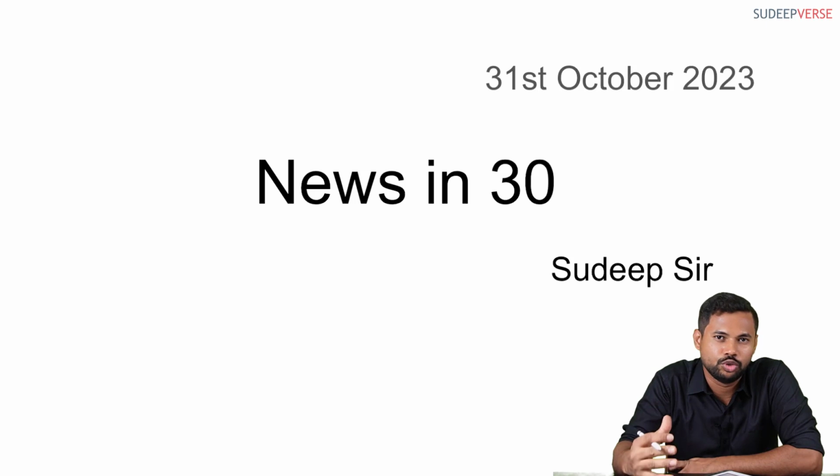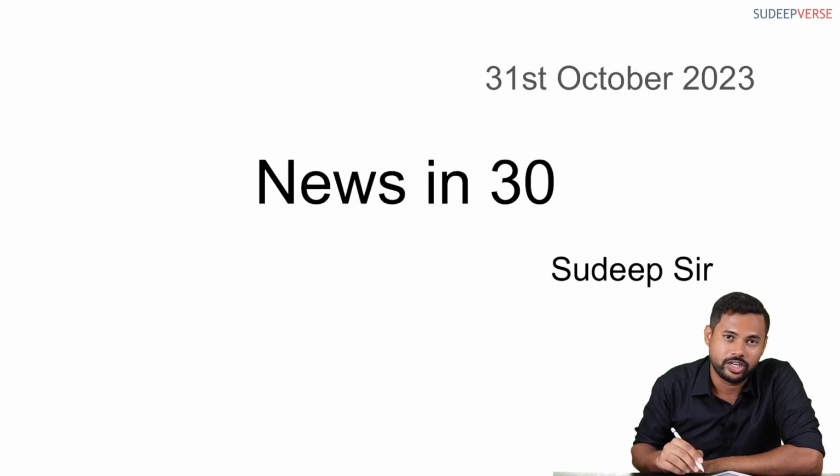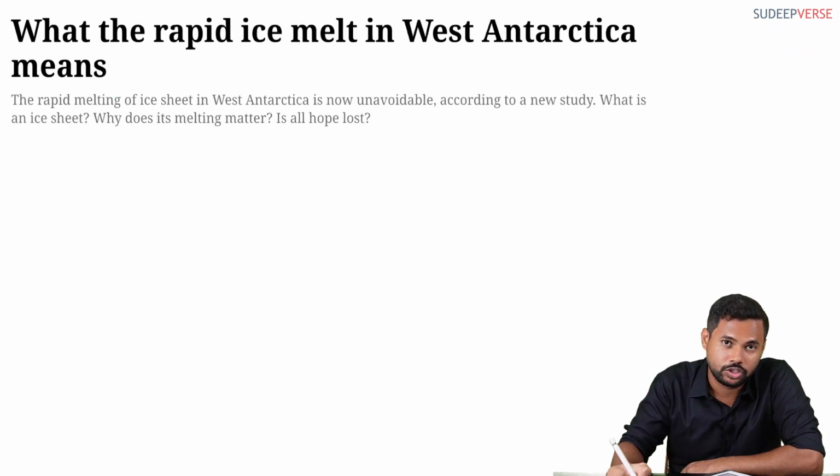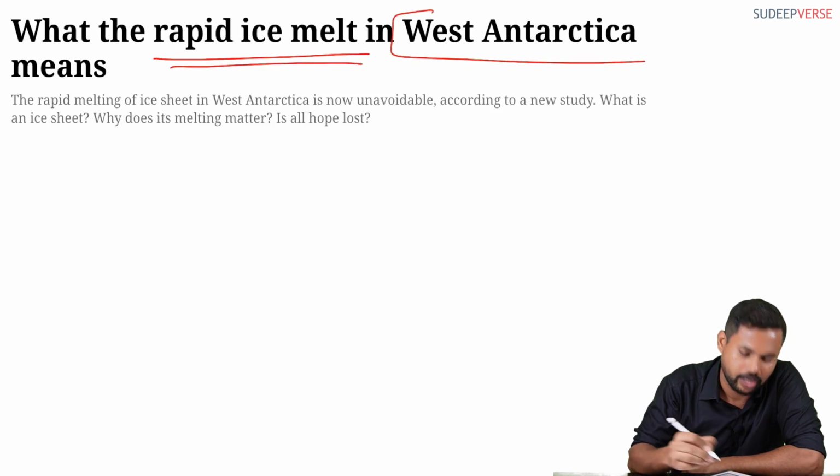And today the issues are less, so let's be more crispier and let's be more clearer on the issues. Okay, so let's get on with the first issue. The first issue is, what is rapid ice melt in West Antarctica?